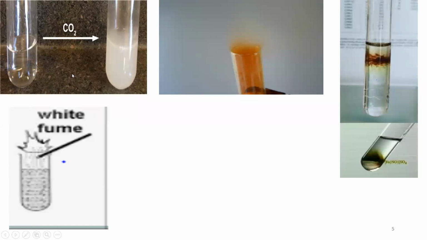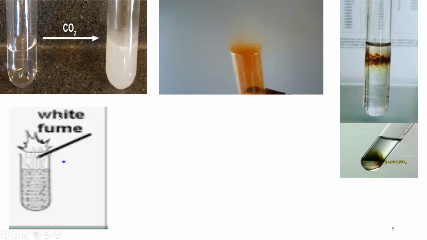Now, for the confirmatory test for CO2, it will actually turn your lime water milky. For NO2, the gas will actually color the test tube. You actually see that your test tube turns brown because it's a reddish brown gas. And the confirmatory test for your NO2 is actually the brown ring test.